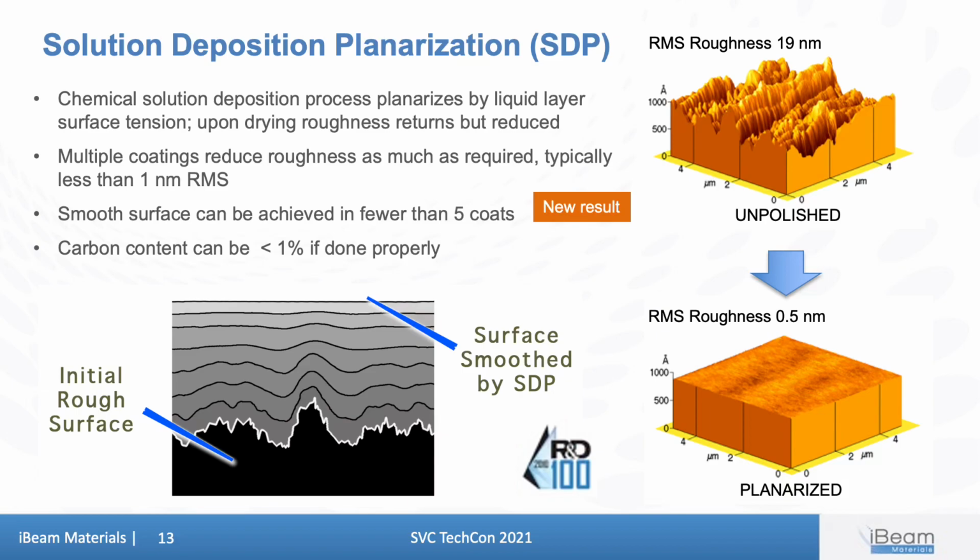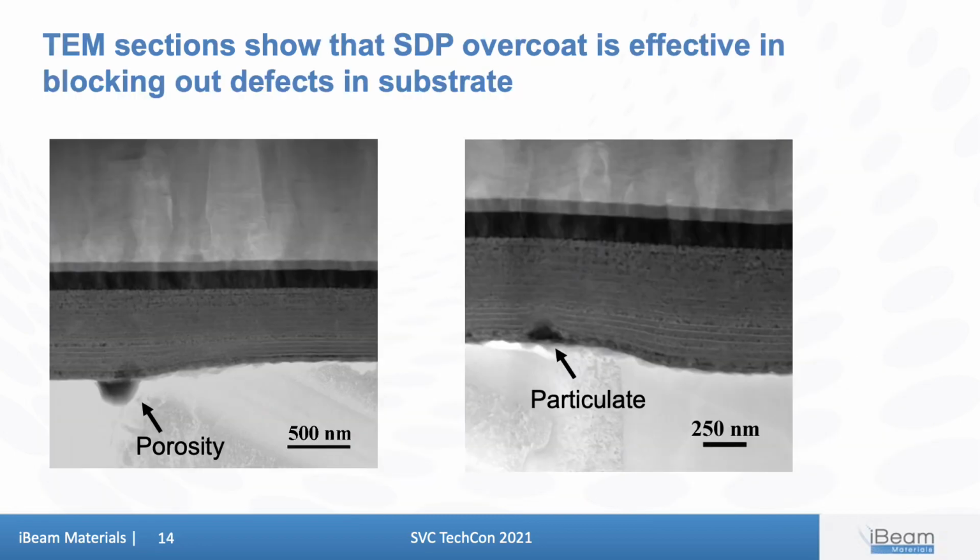We have also verified that the carbon content in these films is very low, less than 1%, by doing the conversion process properly. One of the particular benefits of SDP is the ability to block out defects in the substrate. On the left, you see a TEM cross-sectional image of some porosity in the substrate, and on the right, a particulate which is on the substrate surface. In both cases, the SDP layers cover up these defects. And these types of defects are more challenging for other planarization alternatives such as electropolishing.